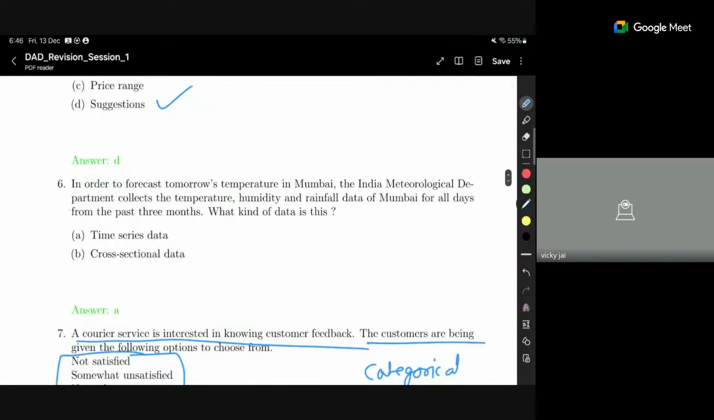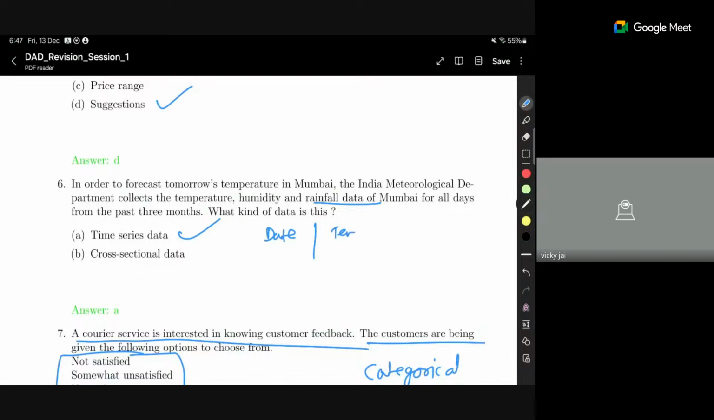This is a different question because now we are collecting different kind of data. In order to forecast tomorrow's temperature in Mumbai, the India Meteorological Department collects the temperature, humidity, and rainfall data of Mumbai for all days from the past 3 months. What kind of data is this? This is time series data, right? If we collect this for the past 3 months every day, then it is going to be time series data.